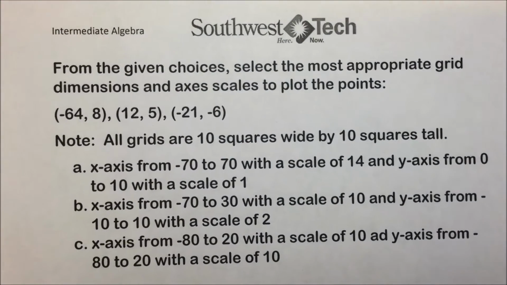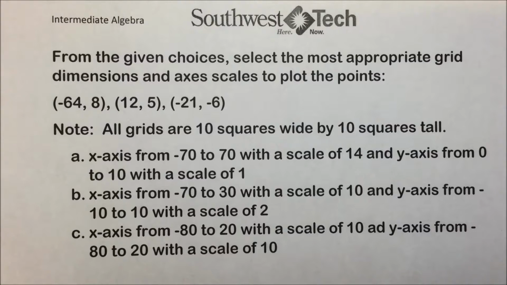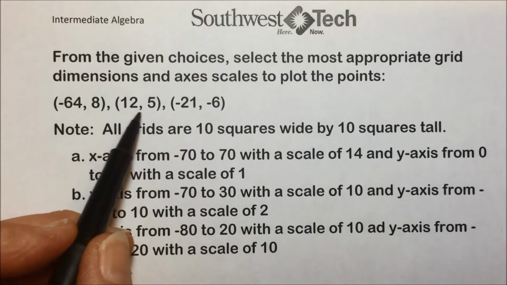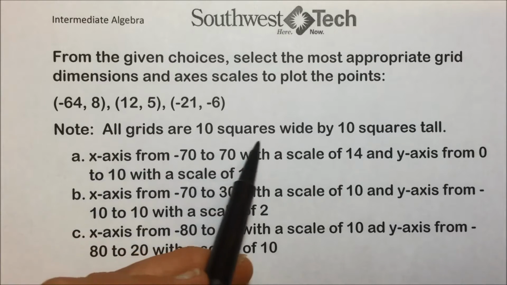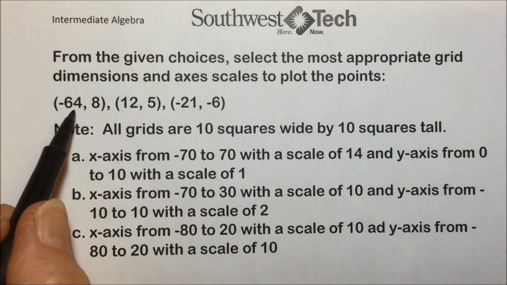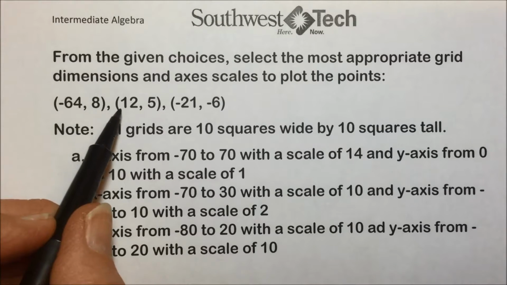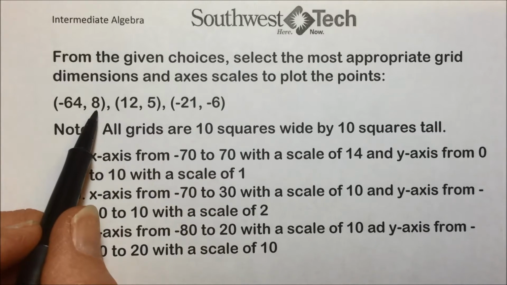When we graph, there are times when we need to pick an appropriate scale, and you may see a problem like this in this section. The problem states, from the given choices, select the most appropriate grid dimensions and axis scale to plot the following points. So -64, 8, the point 12, 5, and the point -21, -6. It says, note all grids are 10 squares wide by 10 squares tall. And if we just look at the variables here, we have the smallest x of -64 to a high of 12. Our y values are going from a low of -6 to a high of 8.